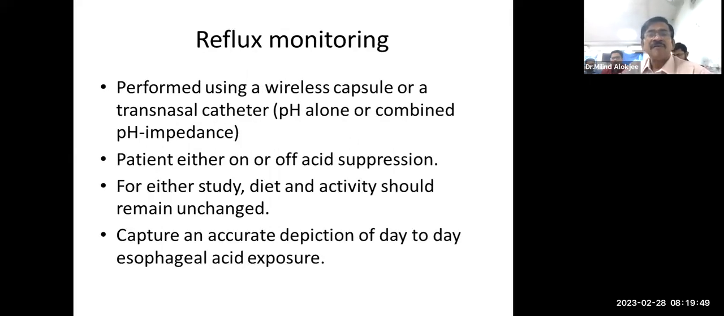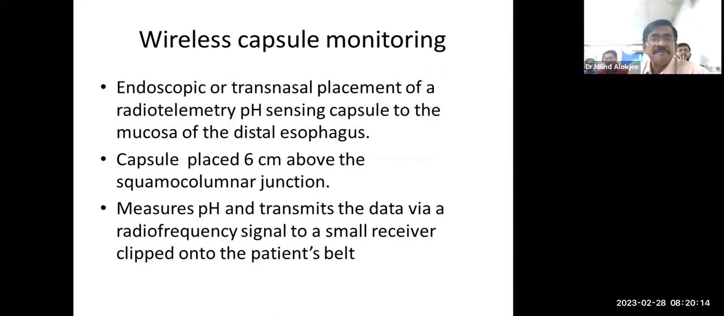So how can one do reflux monitoring? Reflux monitoring can be done by using a wireless capsule or a transnasal catheter. It is either measurement of pH alone or combined pH impedance. Patient may be either on or off acid suppression. For either study, diet and activity should remain unchanged. And this reflux monitoring captures an accurate depiction of day-to-day esophageal acid exposure.